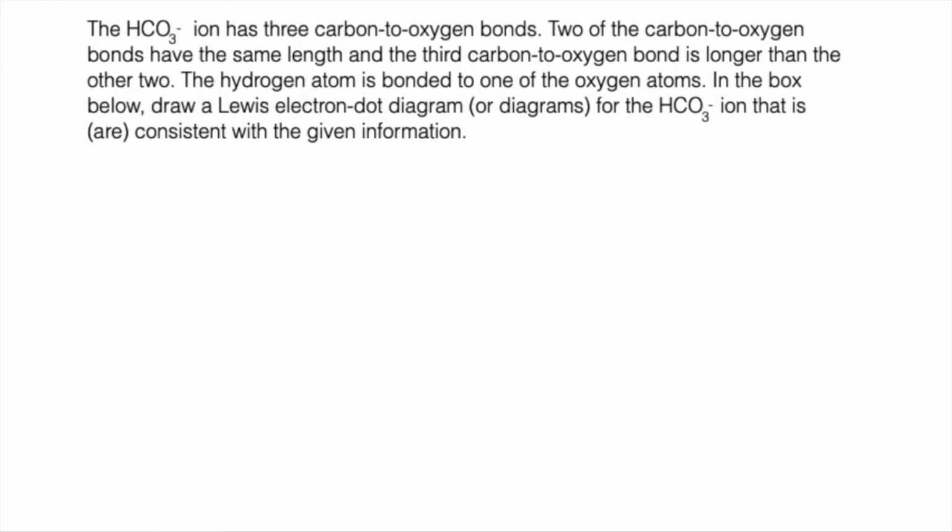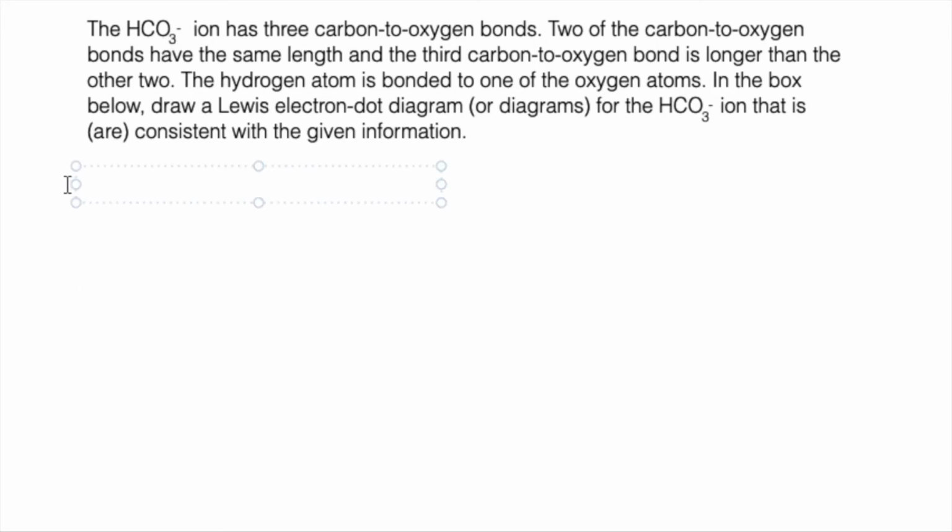Hey chemists, we've moved over to the whiteboard for part E of this question. The question reads, the HCO3- ion has 3 carbon to oxygen bonds. 2 of the carbon to oxygen bonds have the same length, and the third carbon to oxygen bond is longer than the other 2. The hydrogen atom is bonded to one of the oxygen atoms. In a box below, draw a Lewis electron dot diagram or diagrams for the HCO3- ion that is/are consistent with the given information.